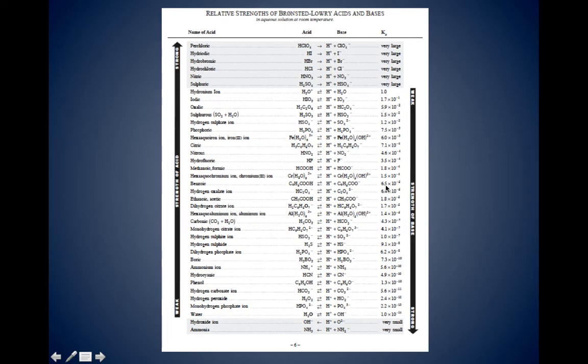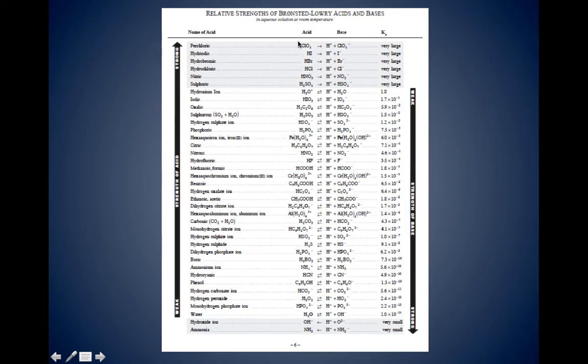And they'll have Ka values. And down here, we're looking at some of the weakest acids, and you'll see an arrow pointing at them, so the forward reaction is not going to occur. And this is all how these chemicals react in water. How do they react with water? How well do they hydrolyze? And hydrolyze just means react with water.